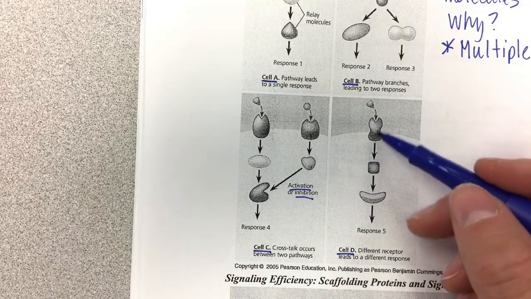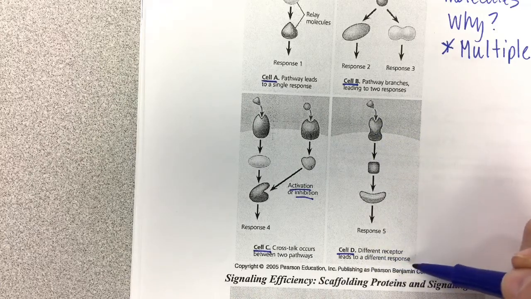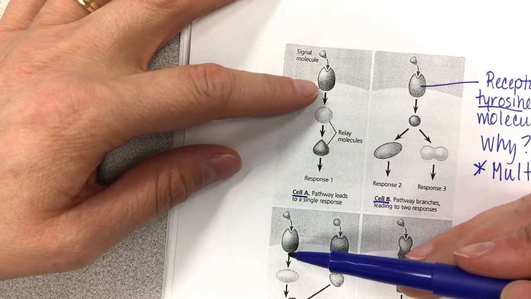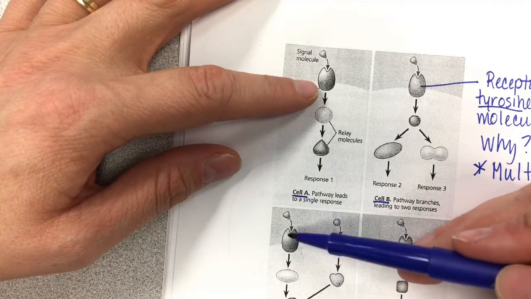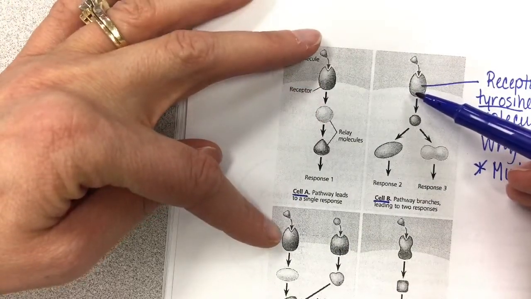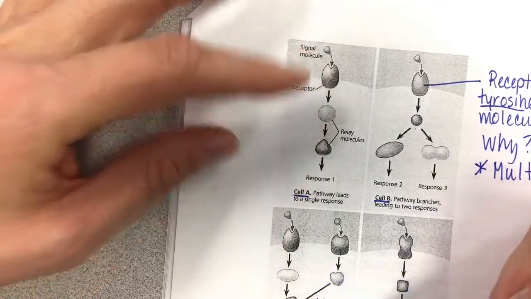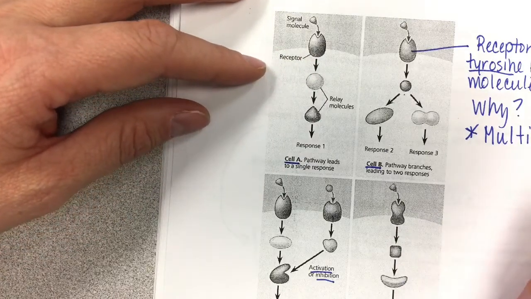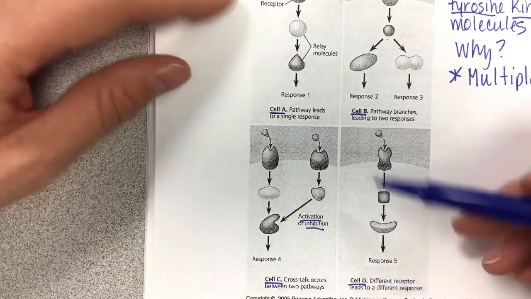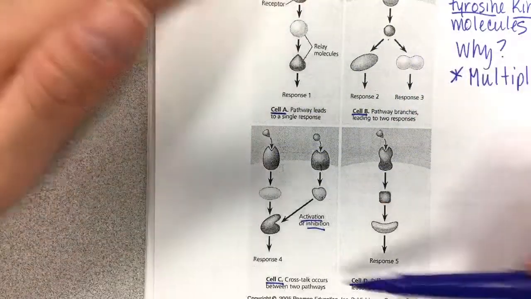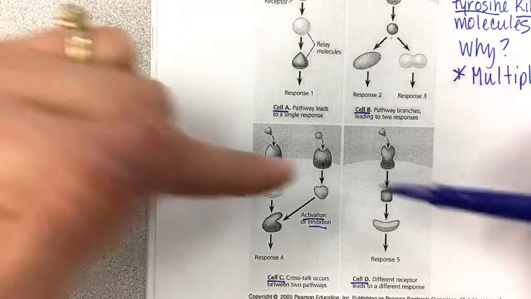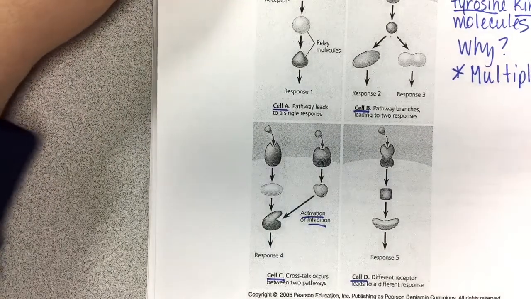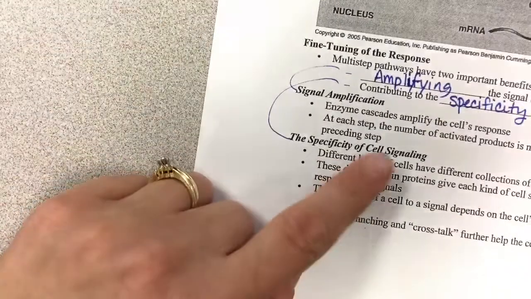Cell D here, we have a different type of receptor. It says a different receptor leads to a different response. So again, if you notice these three here, 1, 2, and 3, have the same shape and the same signal molecule. But they can activate different types of proteins inside. Now we have a different receptor, so in that same membrane we can have different receptors that will activate different molecules that will lead to a different response 5. So from that same signal molecule, you can get lots of different types of responses depending upon the protein embedded in the membrane and what it activates. Okay? So that's the specificity of cell signaling.